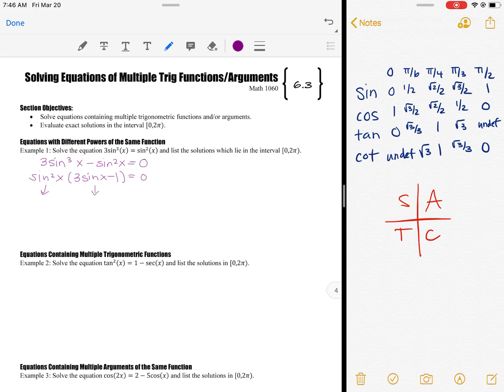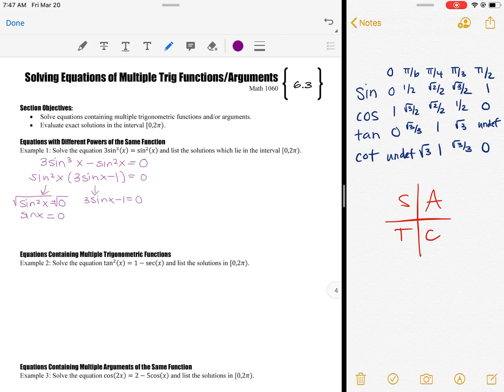Okay, think back to what we did with factoring, or what you have done with factoring. You set both of these equal to 0 if the whole equation is equal to 0. So if sine squared x equals 0, it doesn't matter what you multiply it by, it will still equal 0, and vice versa with 3 sine of x minus 1 equals 0. So now, think about solving these two individual equations.